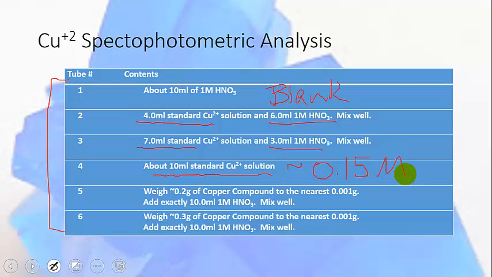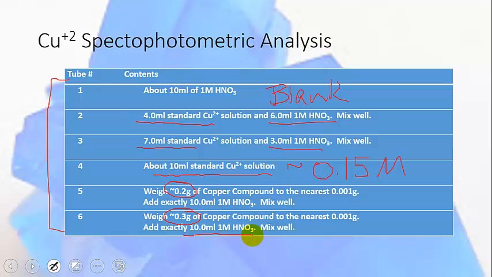Okay, write that down somewhere, because that's the concentration of tube number 4. For 5 and 6, you will use your copper compound or your copper complex that you synthesized. The first one, you're going to measure out approximately 0.2. The second one, you're going to measure out approximately 0.3 and dissolve it in exactly 10 milliliters of nitric acid.